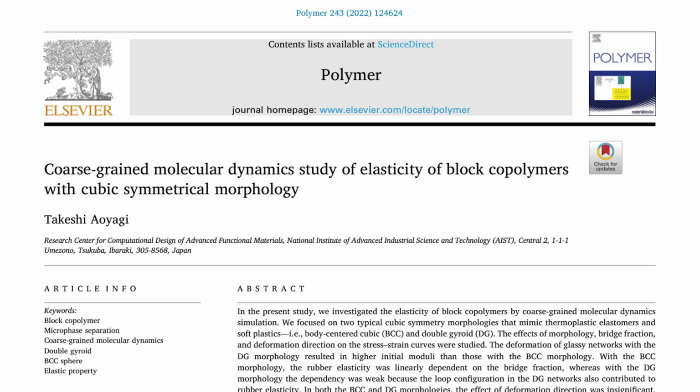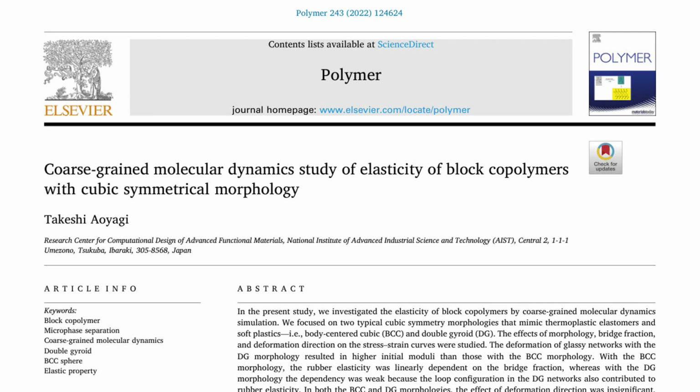This scientific paper focuses on the elasticity of block copolymers with cubic symmetrical morphology using coarse-grained molecular dynamic simulation. The researchers investigate two typical cubic symmetry morphologies: body-centered cubic, BCC, and double gyroid, DG, which mimic thermoplastic elastomers and soft plastics. They study the effects of morphology, bridge fraction, the fraction of bridged chains, and deformation direction on the stress-strain curves of the block copolymers.